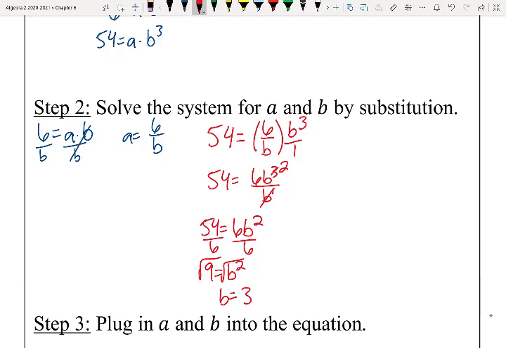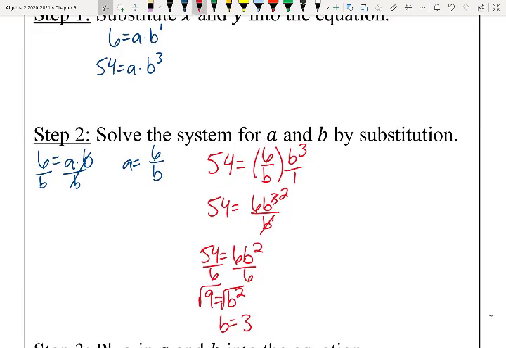So that's my first solution. I get that b is 3. I now have to go back to one of my original 2 equations to solve for a. So I'm going to go back to my top equation.